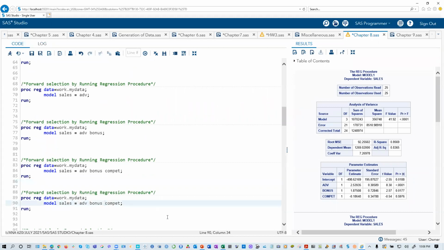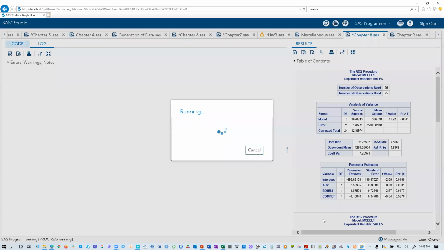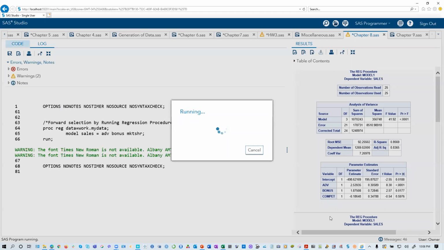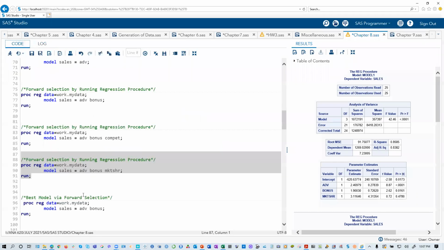Okay. Then we're going to try the next one. The next one is the market share, MKTSHR. Now we are trying to add. We haven't added it yet; before we add that one, we test it. See, 0.4. Insignificant. We're not going to add.